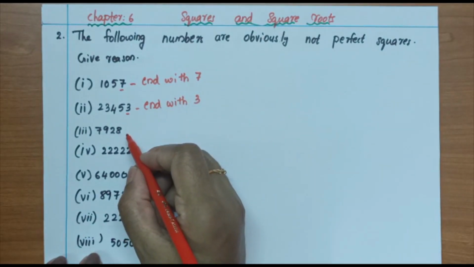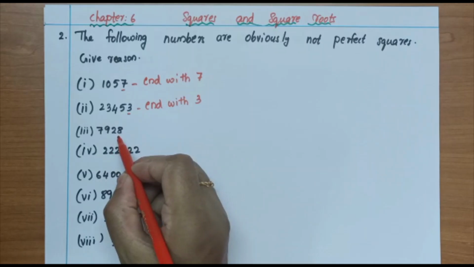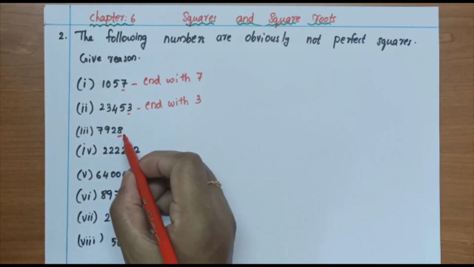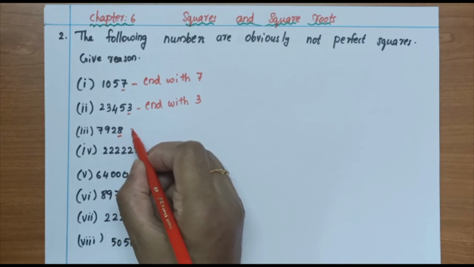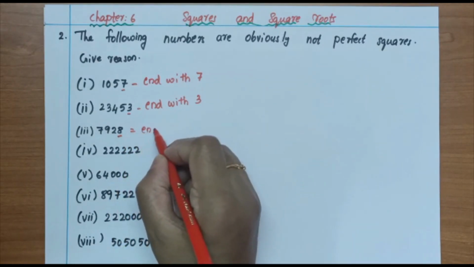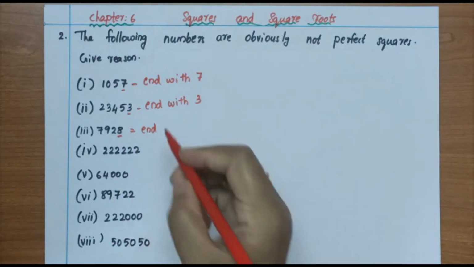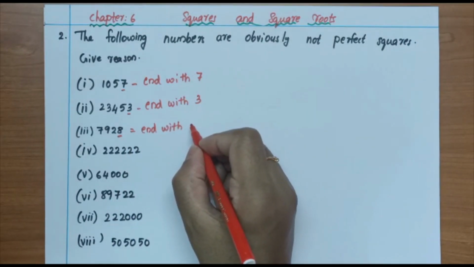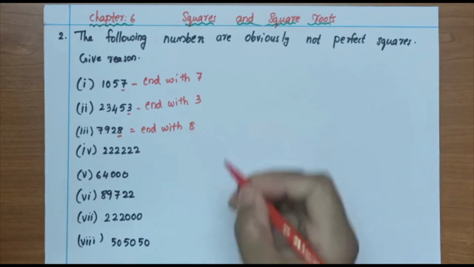Here, 7,928, because the number is ending with 8. We know that all square numbers end with 0, 1, 4, 5, 9, or 6. This number ends with 8. That's why 7,928 is not a square number. This is ending with 8.